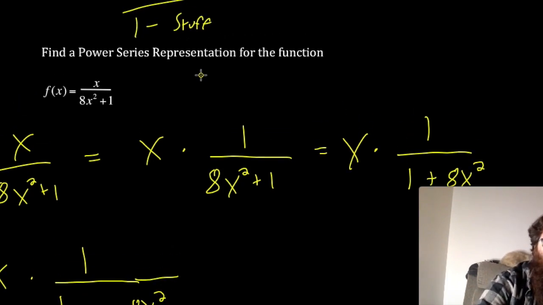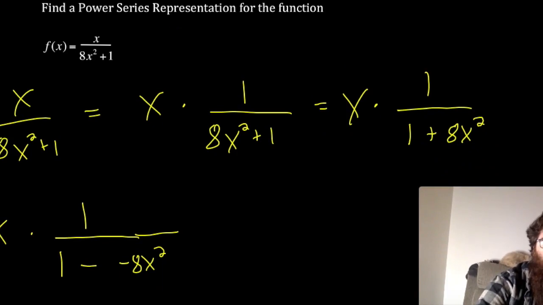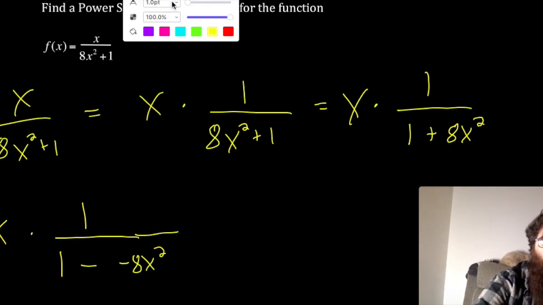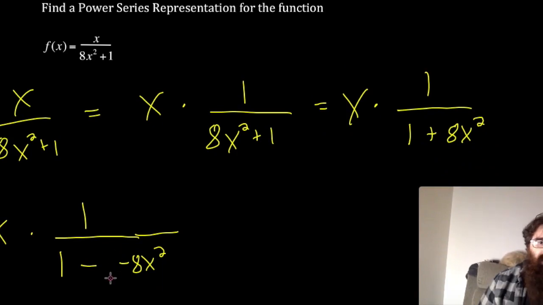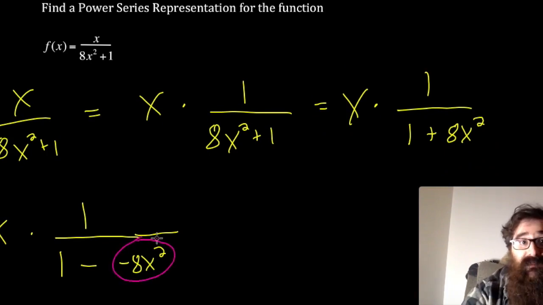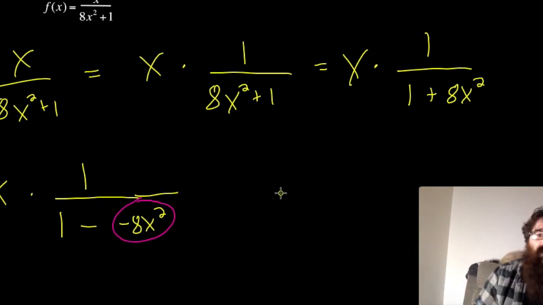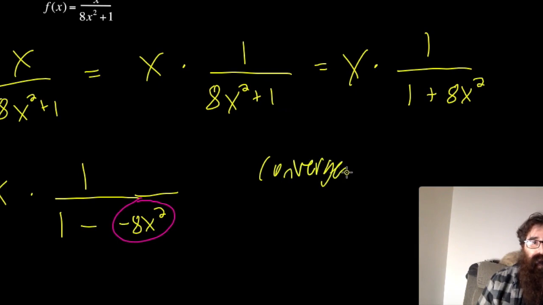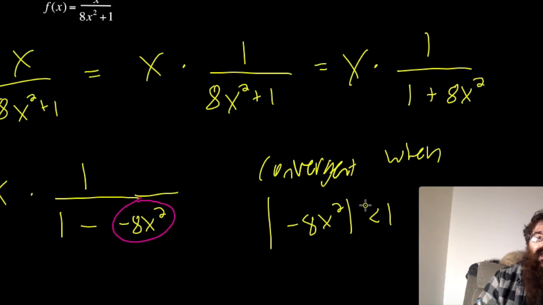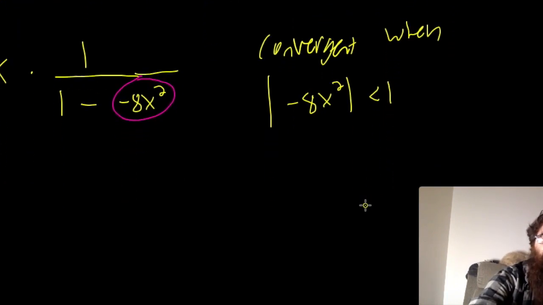And now I got my 1 over 1 minus stuff. I want to make sure I know what the stuff is. Here the stuff is negative 8x squared. Now we can start talking about this. We can say all those lovely things we like to say. This is convergent when the absolute value of stuff is less than 1. And I can work with this a bit better to get a radius of convergence.